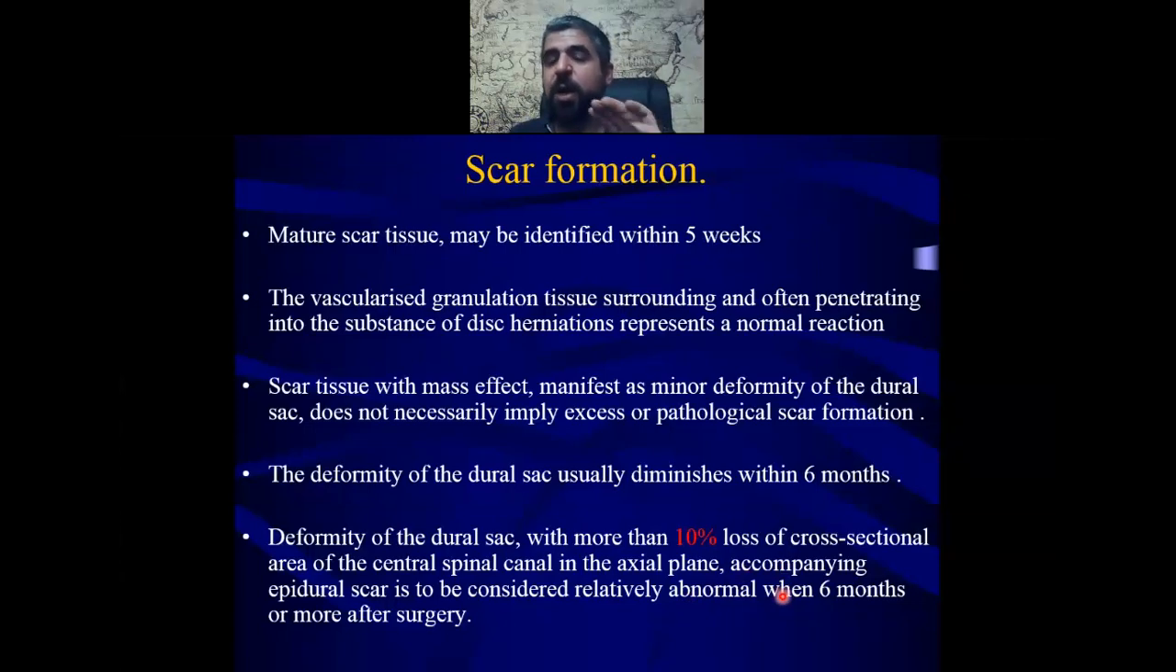Okay, so the mass effect, if mild before 6 months, can be considered expected. It is not normal, but it is expected. We don't think that this is compression or a pathological abnormality. But if it is after 6 months, no, this is abnormal. This is a cause of failed back surgery syndrome.